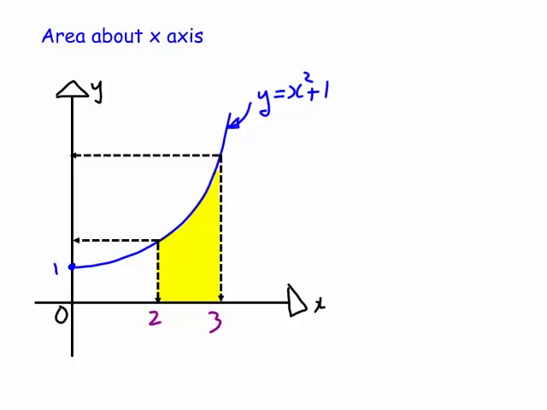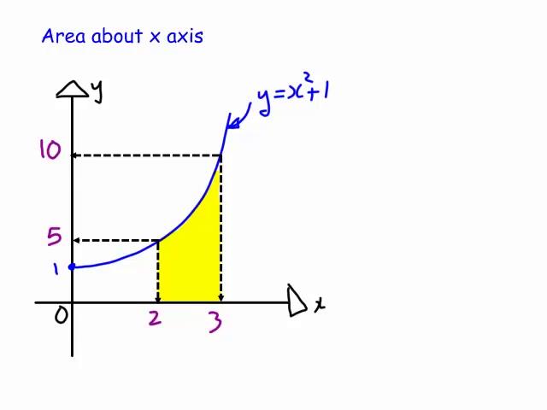Okay, so we want to find the area bounded by that curve y equals x squared plus 1 and the x values of 2 and 3. Now, if x was 2, the actual y value at that point would be 5, since 2 squared is 4 and 1 more is 5. And 3 squared is 9, plus 1 is 10 there. We're not going to use those values now, but we will when we find the area about the y-axis.